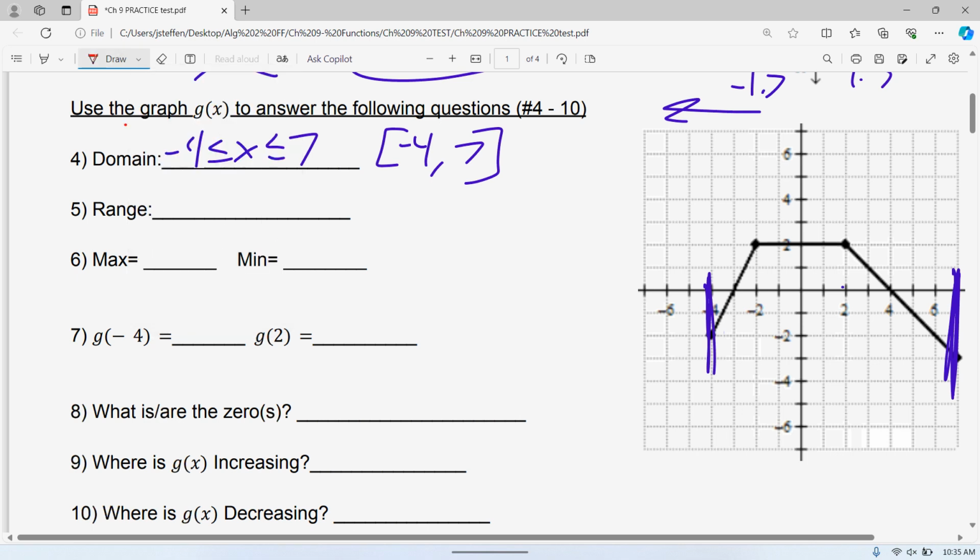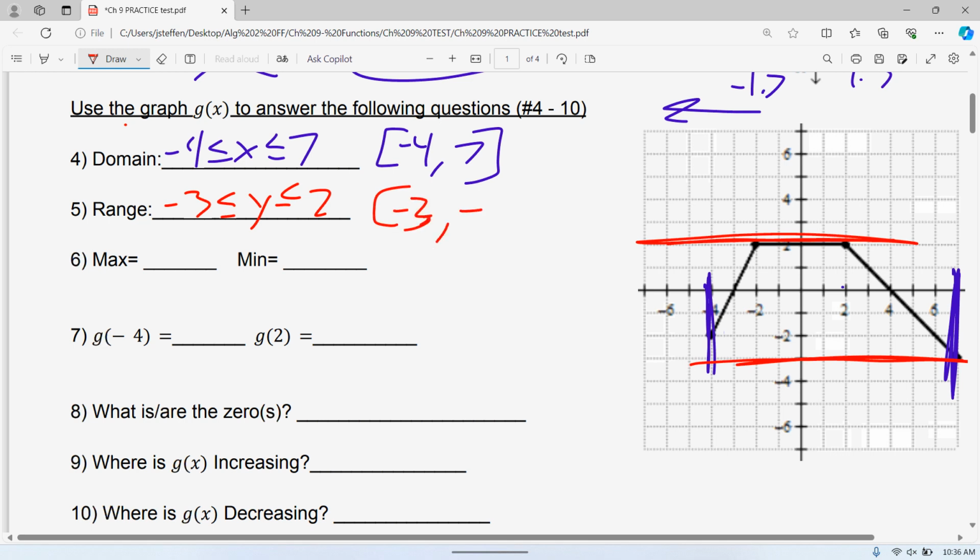Now your range is the y values. So the y values, the lowest point is right here, the highest point is up here. So again, you could do -3 is less than or equal to y, less than or equal to 2. Or again, same thing, you could say -3, comma 2, and make sure they're brackets because they are equal to for that one. There we go.